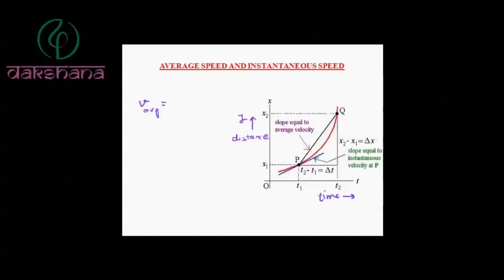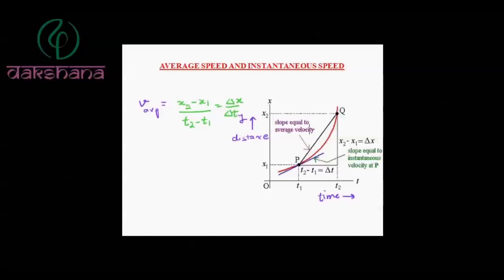We have defined average velocity as the change in distance traveled. So what is the distance traveled? If the initial position was x1 and the final position is x2, what is the distance traveled by the body? It is x2 minus x1, because along the y axis I have distance, divided by the time taken, that is t2 minus t1. So it is analogous to, or I can write it as, del x by del t.